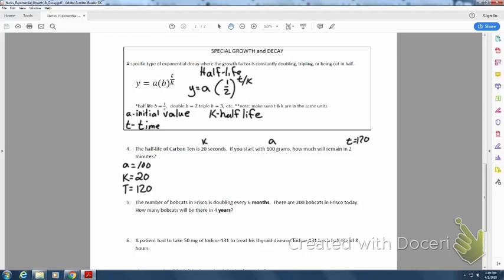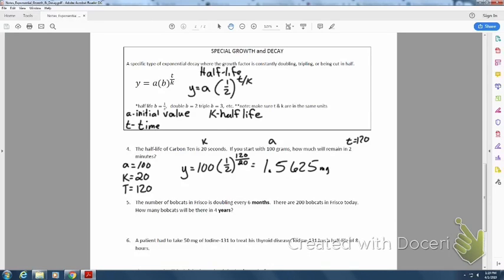And then now I'm just going to fill in that formula, everything that I've got. T is 120. K is 20. Then I'm going to plug that in and see what it equals. So on this one, you should have gotten 1.5625. How do you switch that?